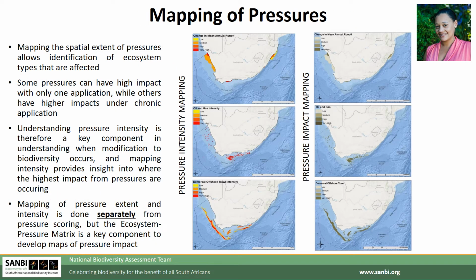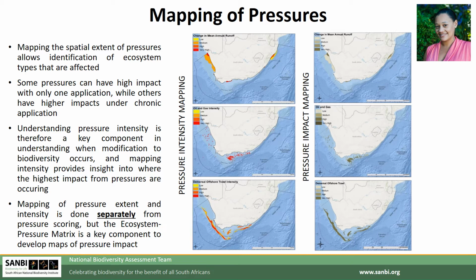Using the raw data received from partners and data contributors, we are able to map the spatial extent of pressures. This allows us to identify the underlying ecosystem types that each of these pressures may be affecting. Some pressures can have high impact with only one application, while others have higher impacts under chronic application. This means that we expect negative impacts from those pressures to accumulate over time. Understanding pressure intensity is therefore a key component in understanding when modification to biodiversity occurs, and mapping intensity provides insight into where the highest impacts from pressures can be expected.